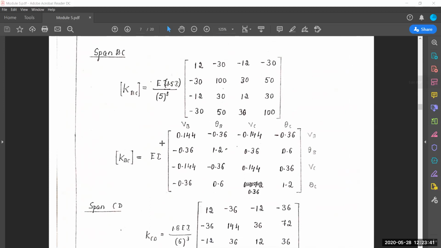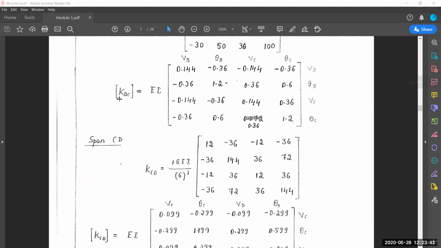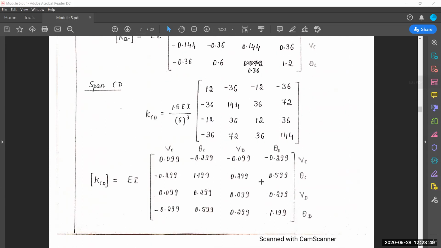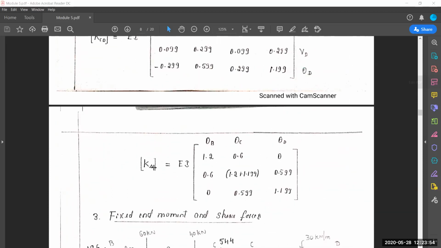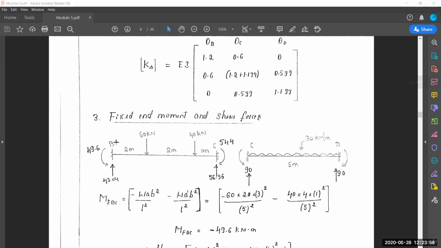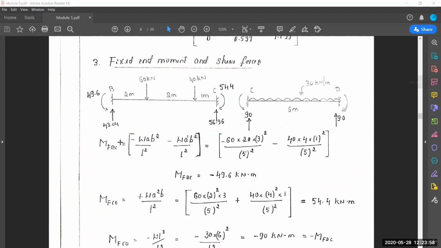So that is what I have done here. So two spans you are having, BC and CD. So theta B, theta C and theta C, theta D you will be getting. Merge these two and find out KB. Okay. Just go through the calculations. Still if you are getting any doubt, we'll discuss in class.